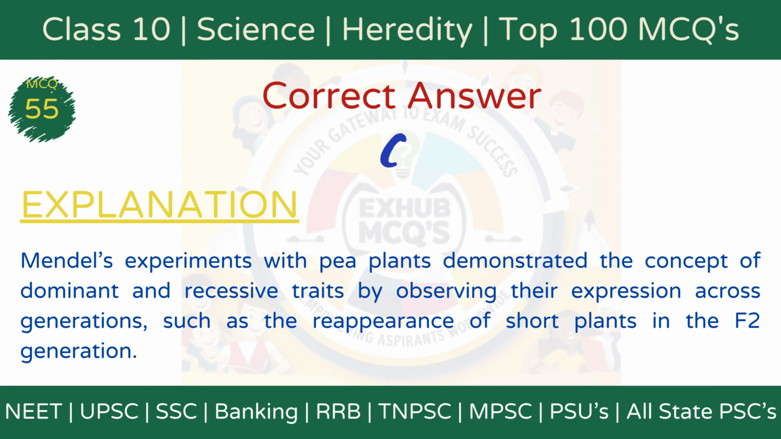The correct answer is option C, generational breeding in pea plants. Explanation: Mendel's experiments with pea plants demonstrated the concept of dominant and recessive traits by observing their expression across generations, such as the reappearance of short plants in the F2 generation.